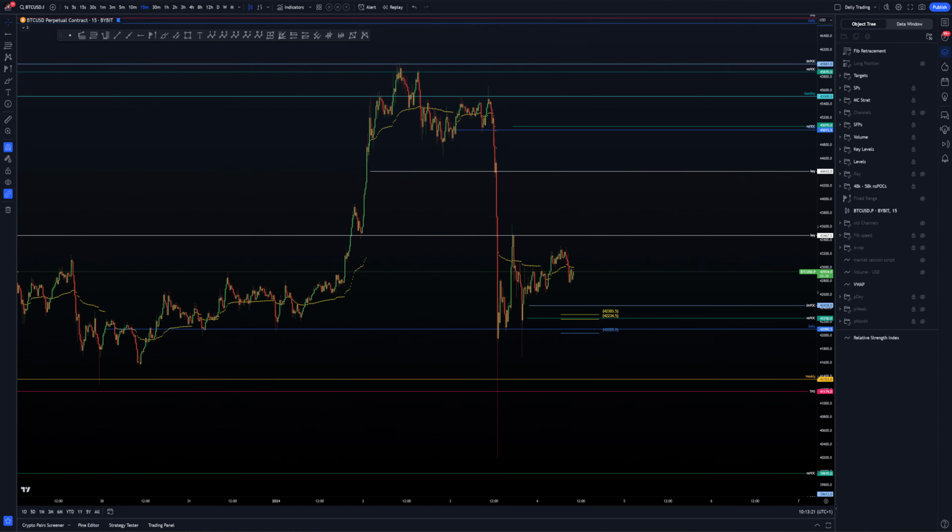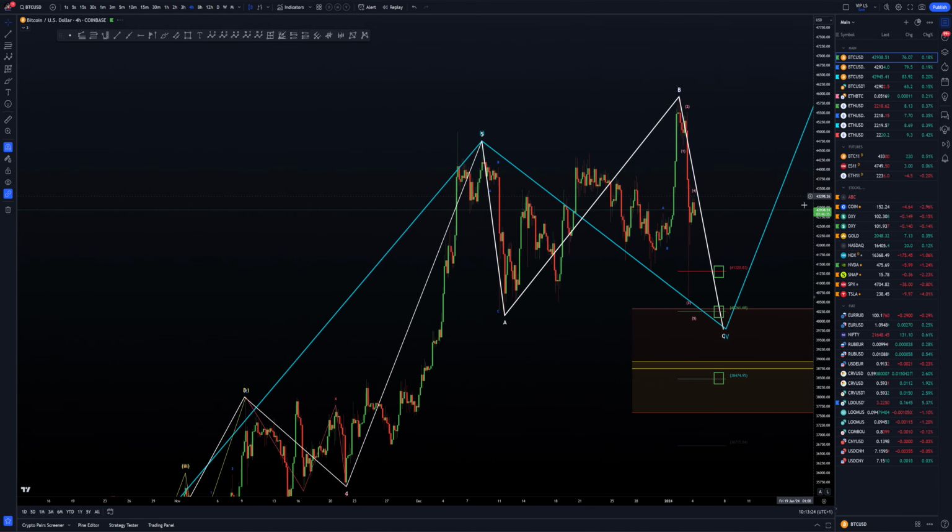Okay. But anyway, now we are good with the levels, so we can move on to the waves. On the waves, it's very simple. I'm just taking what we've planned yesterday.